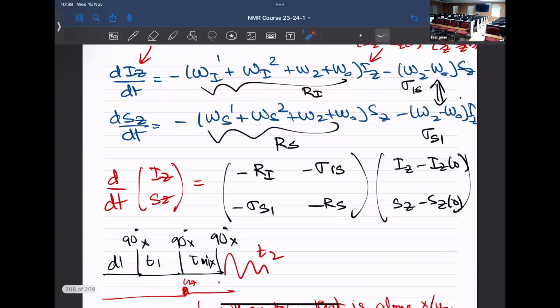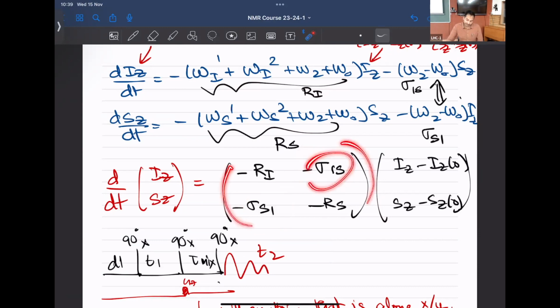Yes, sir. So you have written sigma IS and sigma SI separately. Is there a difference between those? No, I think these are just complementary, meaning that this would be a symmetric metric. So the extent to which I spin helps S spin recover will be the same extent to which the S spin will help I spin to recover. So these are symmetric, equal and opposite terms.